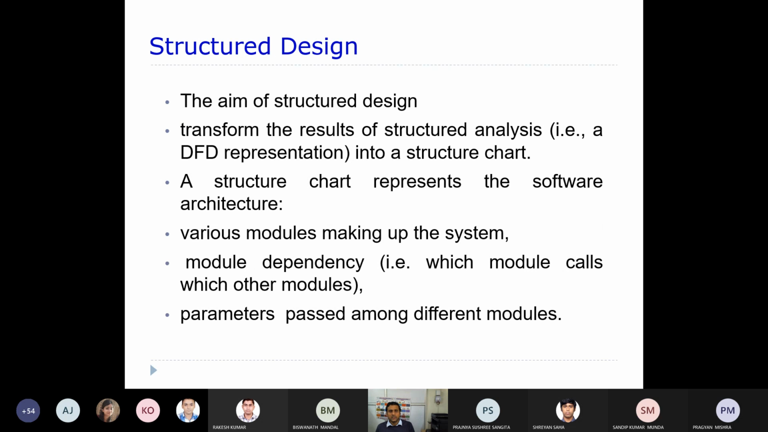Now the other thing is structured design. We'll talk about this in the next lecture, okay? We'll see there how to convert these DFDs into the structure chart and all in the next lecture. Any doubts so far, students?